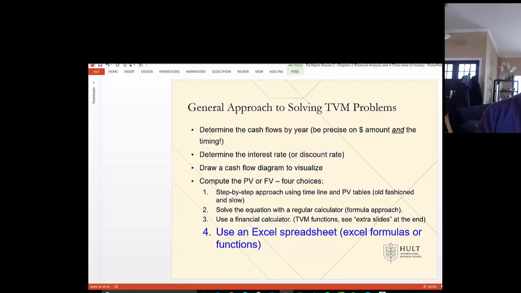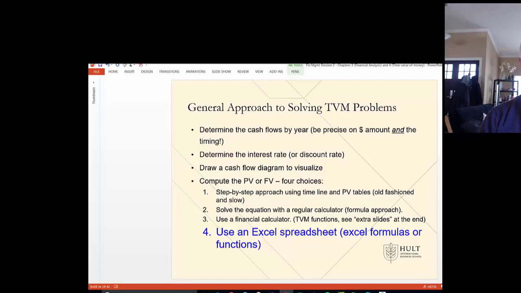Here's a general approach to using TVM problems, and then we'll jump right into Excel. The first step is to determine the cash flows. It's very important to get both the dollar amount correct and also when the money moves. Since time is money, it matters whether you get it in today's terms or year 1, year 2, etc. So get the dollar amount and the timing correct. Second is to determine what the interest rate is. Sometimes in calculations we call it the discount rate. Or in your bond calculations, it was equivalent to the yield to maturity. The third is, I always like to draw a little picture so I can visualize what the money flow looks like. That's just for my approach to testing the reasonableness of the solution. And then the last step is to do the actual calculation.